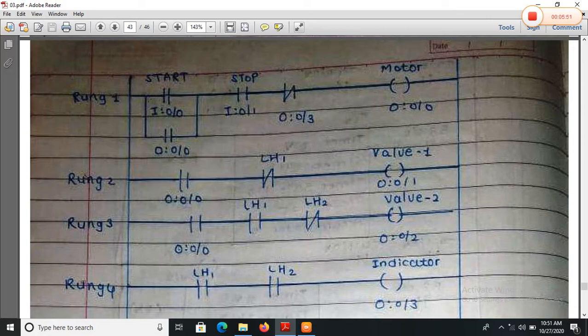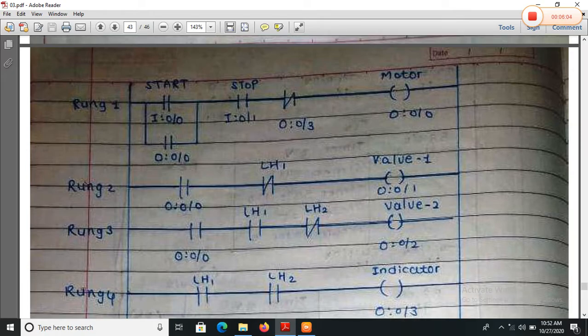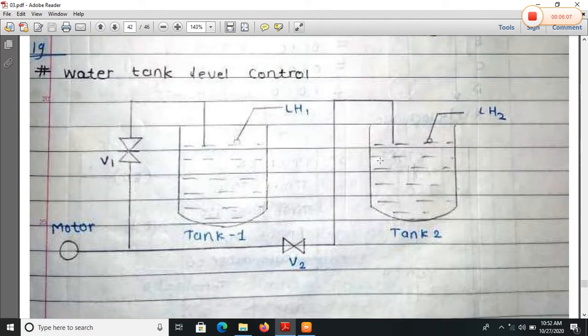Now I press the start button, the motor is started. It will check the status of level 1. When the status of level 1 is 0, then it will turn on valve 1. Now valve 1 is on, and water is supplying to the tank 1 until the water level reaches level 1.